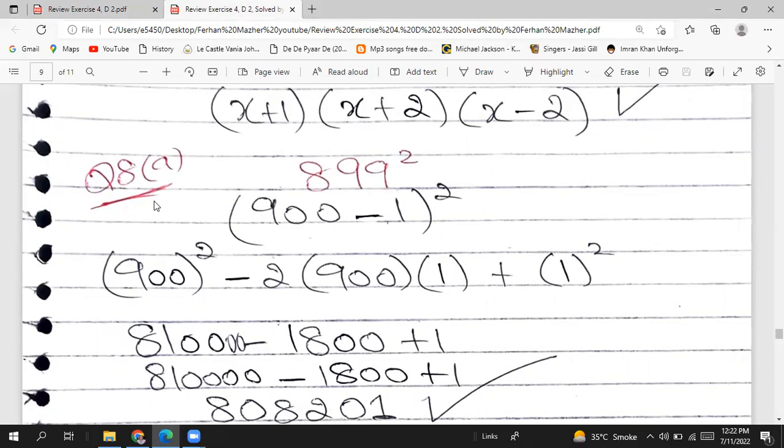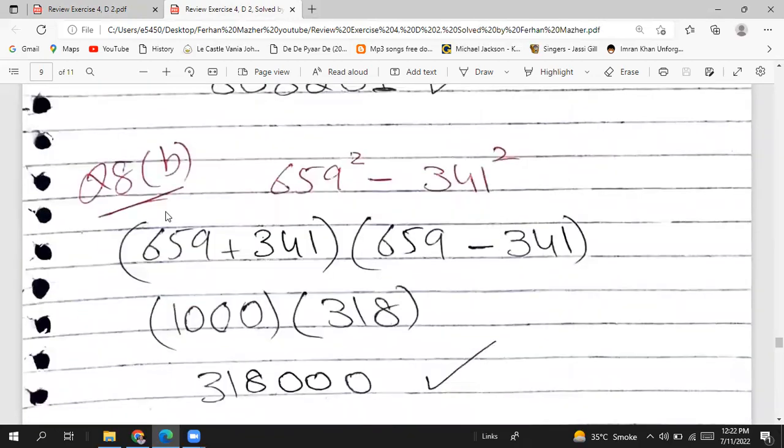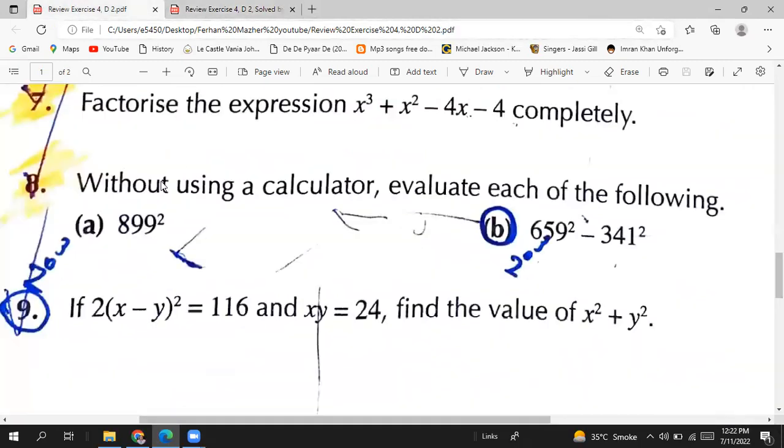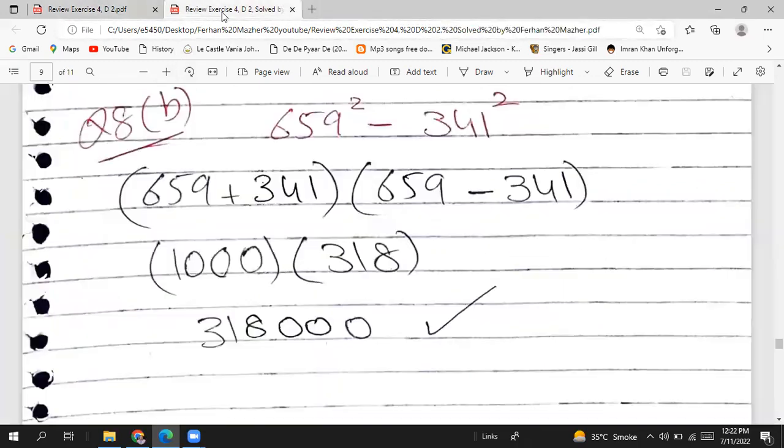I hope you understand how I have done this. Okay, the next question on your screen is question number 8 and its B part. He says 659 square minus 341 square. So you have a square minus b square is equal to (a plus b)(a minus b). So that's the way we will do this.